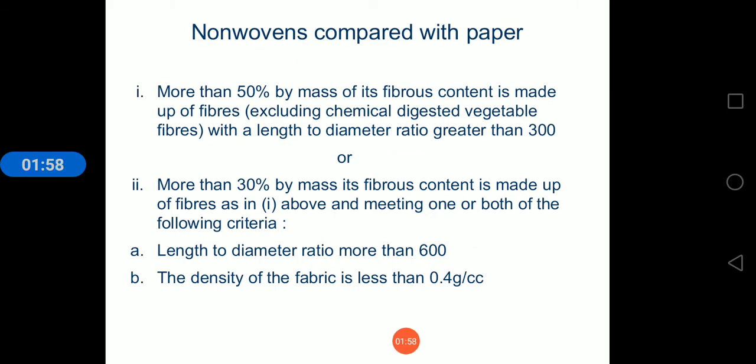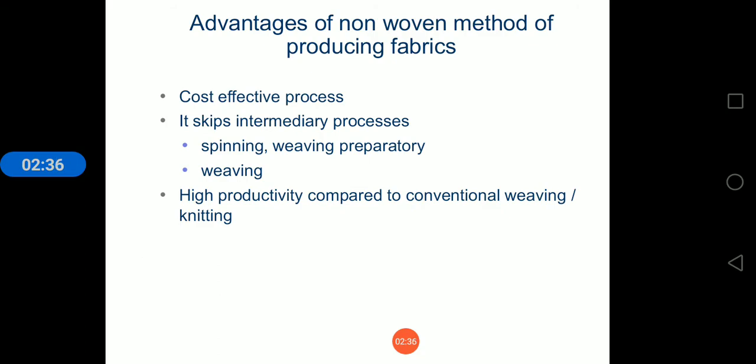Non-woven compared with paper: more than 50% by mass of its fibrous content is made up of fibers, excluding chemically digested vegetable fibers, with a length to diameter ratio greater than 300, or more than 30% by mass of fibrous content is made up of fibers as above, and meeting one or both of the following criteria: length to diameter ratio more than 600, or the density of the fabric is less than 0.4 grams per cc.